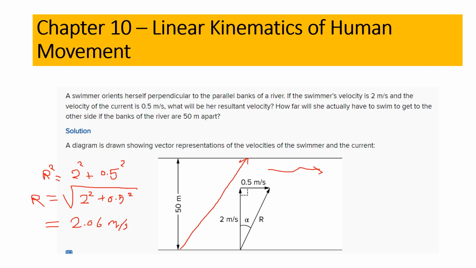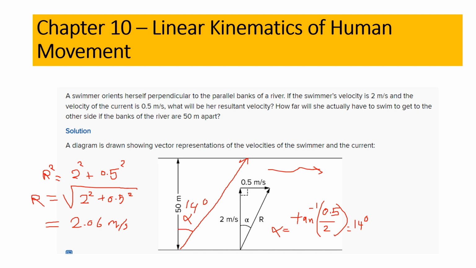Now, this angle, alpha, should be the same as this angle because that's the displacement. So if you find this angle here, you will find the same angle, alpha, on the other side. So how do you find alpha? Tan inverse of what over what? 0.5 over 2. How much is that? 14 degrees, right? So this one is also 14 degrees, right?